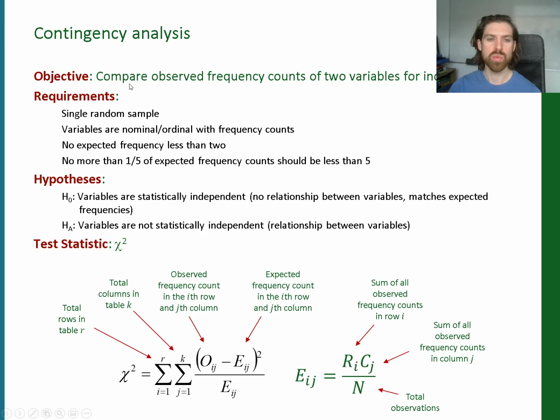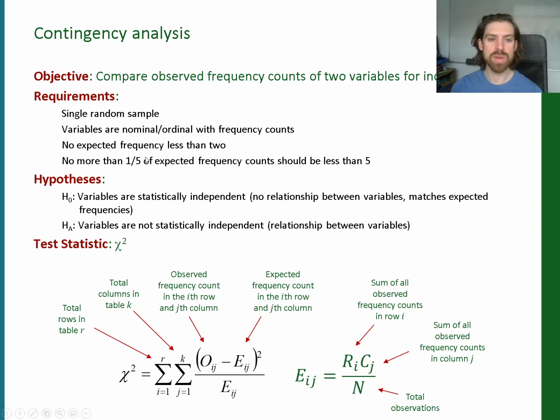So what are we doing? Well, we're comparing the observed frequency counts that we collected for two different variables to see whether they're independent or not independent. The requirements essentially are that you have a single random sample and that the variables that you're going to be working with are nominal or ordinal with frequency counts.